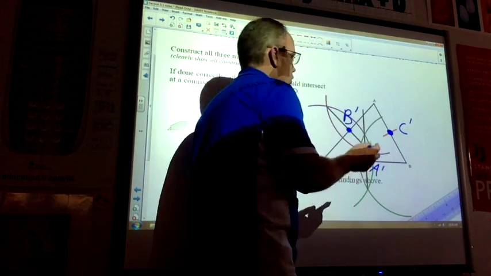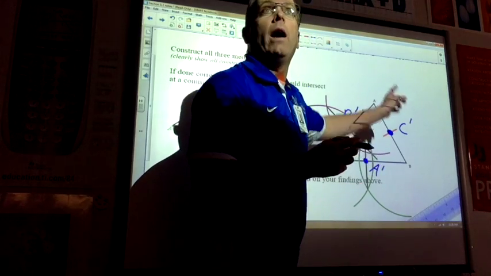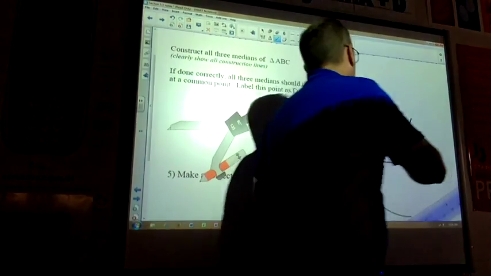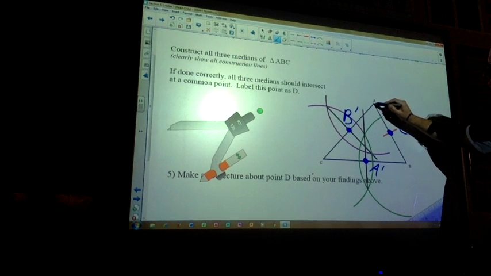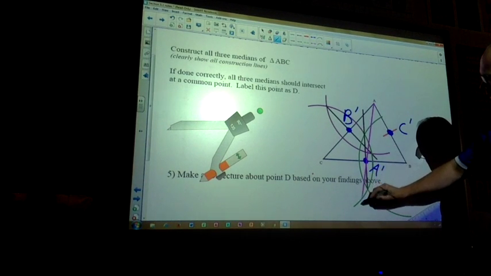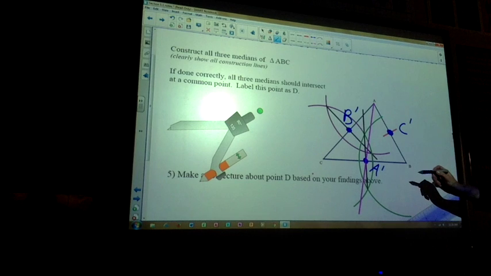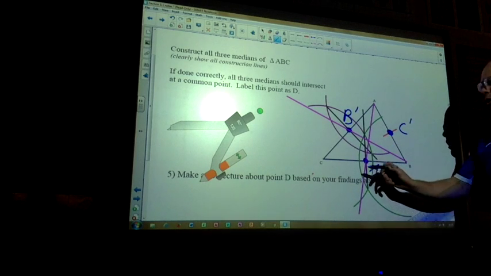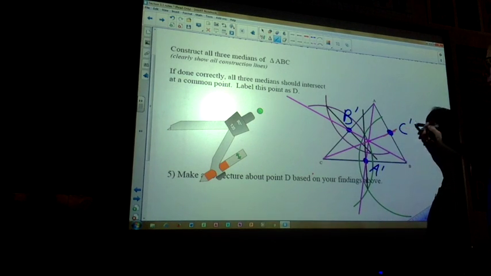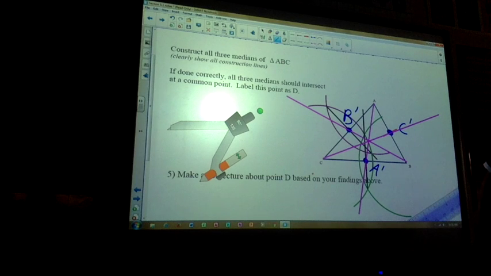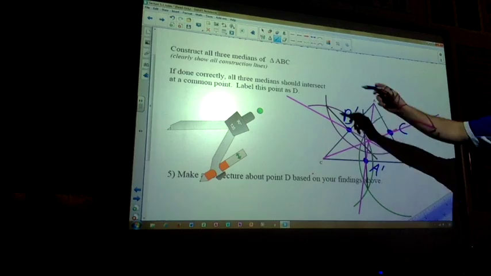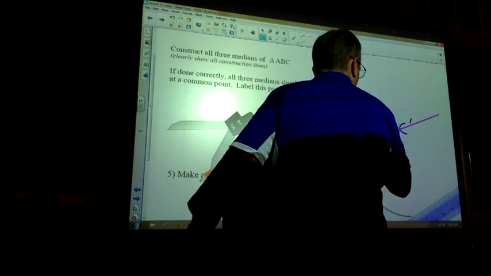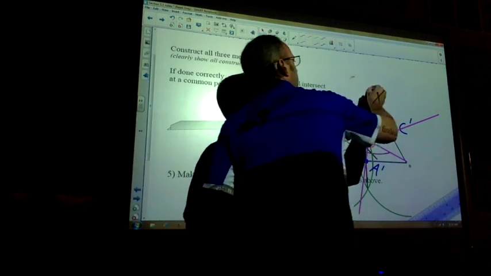All right, ready? So from point A, I'm going to go to A prime. Still with me? From B prime, where am I going to? Point B. From C prime, I'm going to point C. Good. Can everyone see that all of the pink lines are intersecting? So right there is the centroid.